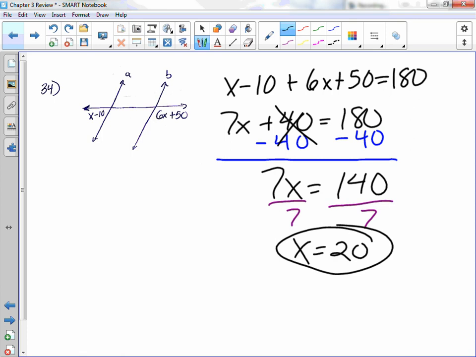Any questions on any of this here? Any questions on these three here? We good with these three here? Yes?